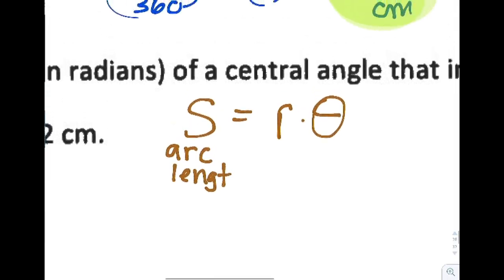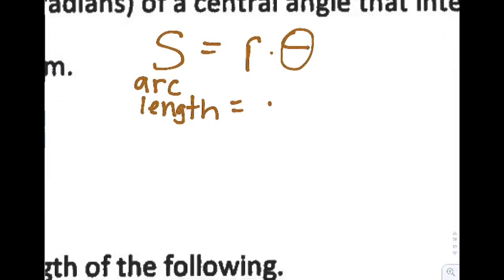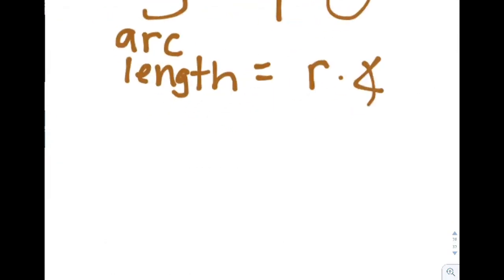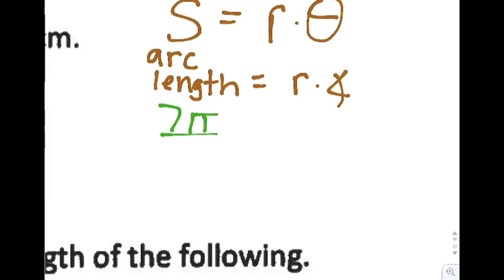equals the radius times the angle. And it has to be in radians, that angle. So the arc length they gave us in this problem was 7 pi over 9. So the arc length equals that, the radius of 2 times the angle.